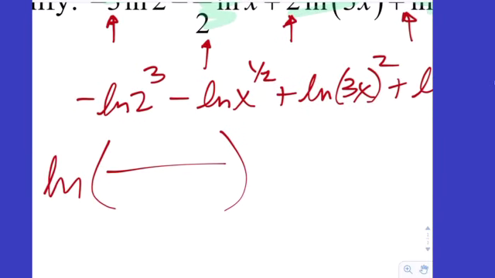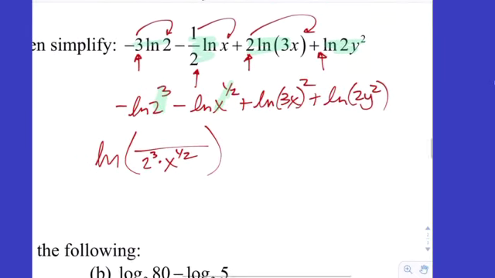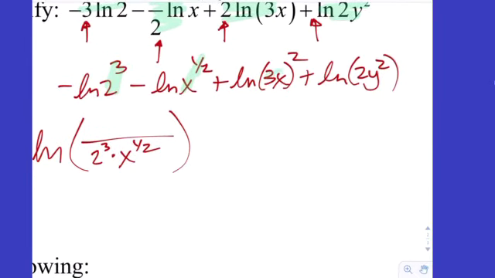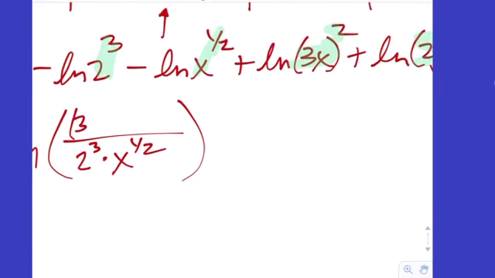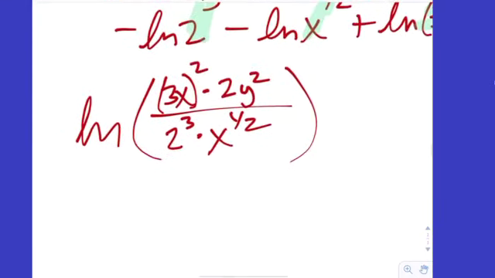All right, so if I go from left to right, those 2 arguments came from negative terms. So they get multiplied where? Top or bottom? Bottom. Good. So this is going to be a 2 cubed times an x to the 1/2. They turn into multiplication in the denominator. The other 2 terms are positive, so they get multiplied in the numerator. And be careful, this is still the quantity 3x squared and then times 2y squared. And you've essentially condensed it.